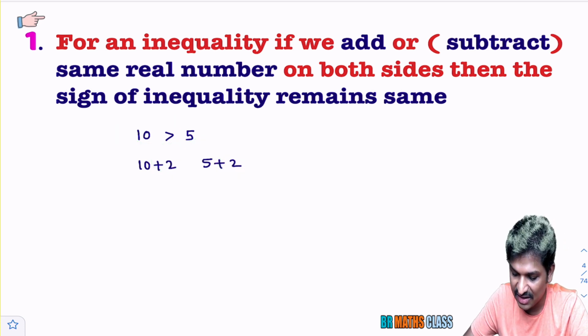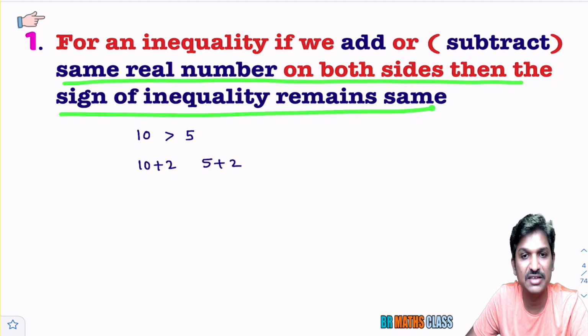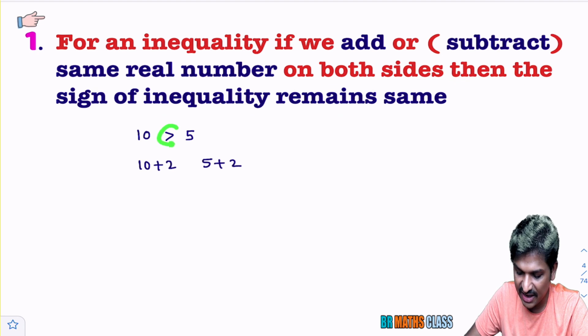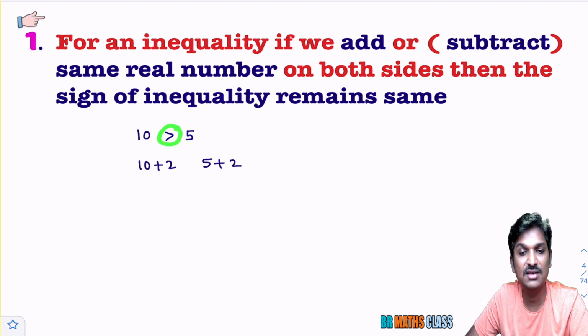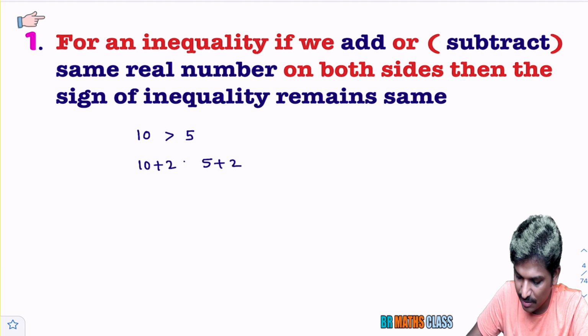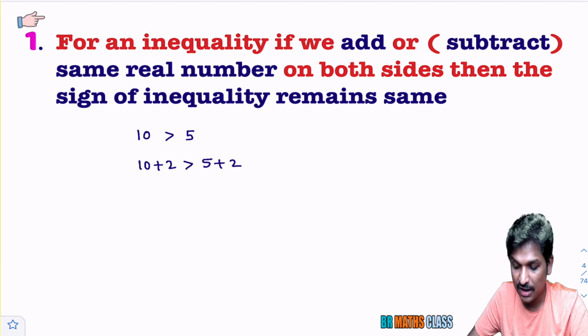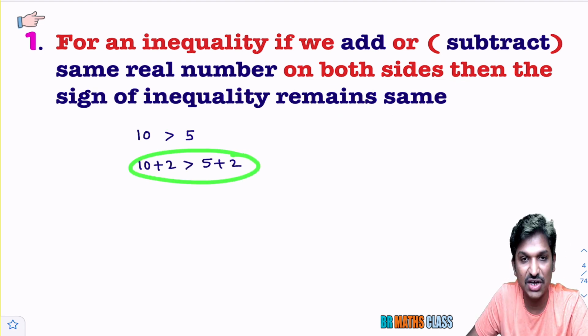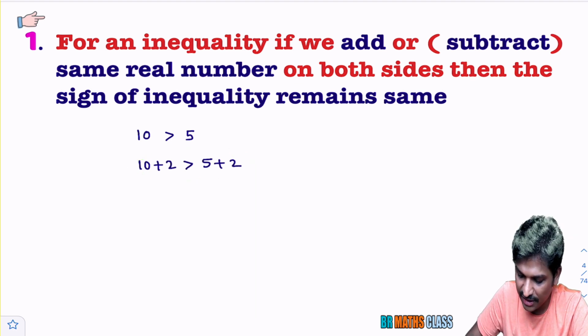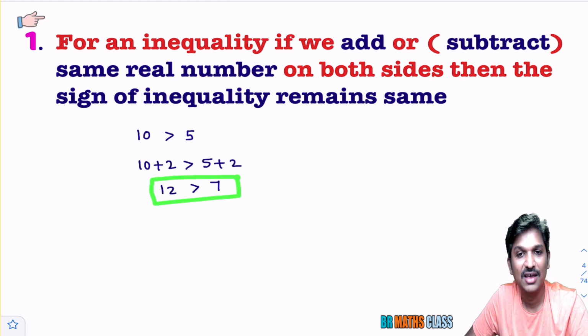What this rule says is, when we add the same real number on both sides, then the sign of inequality remains the same. It means that here greater than is there, and greater than remains greater than only. That is what they are saying. Now, is this true or not? Let me check. 10 plus 2 is 12. 12 greater than 5 plus 2, which is 7. Is 12 greater than 7? Obviously. Those who completed 10th standard can easily say this. 12 is greater than 7.